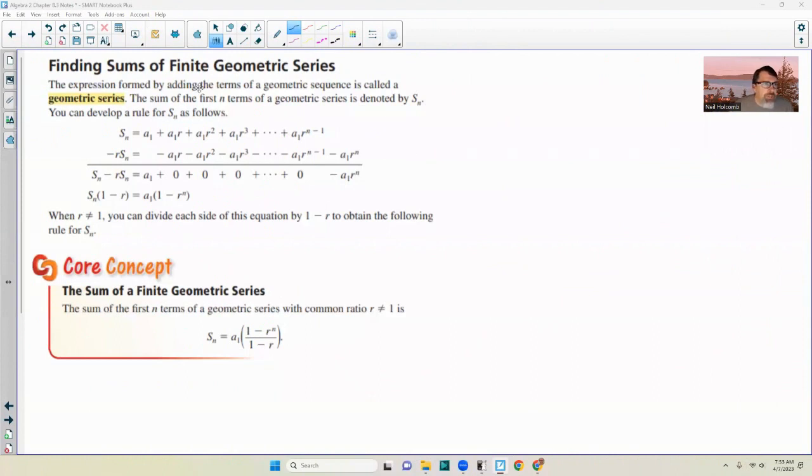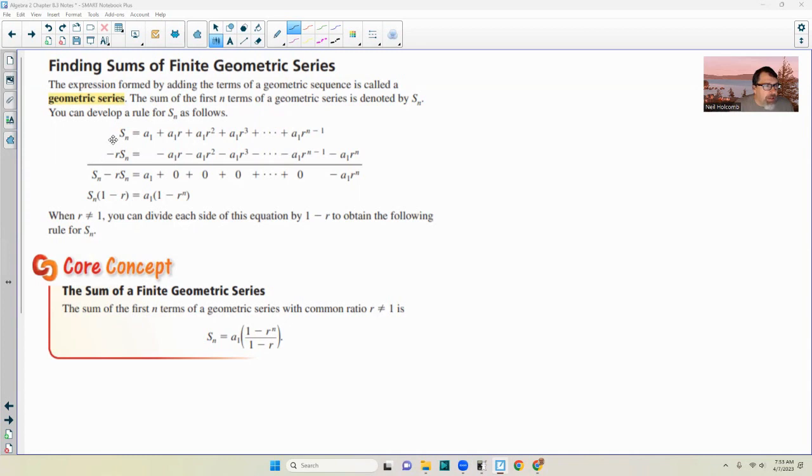Okay, so finding sums of finite geometric series. This is very similar to the last chapter section. The expression formed by adding the terms of a geometric sequence is called a geometric series. The sum of the first n terms of a geometric series is denoted by s sub n. So you can develop a rule for that as follows. s sub n is the first term plus the first term times r plus the first term times r squared plus the first term times r cubed plus the first term times r to the n minus 1, and so on and so on and so on.